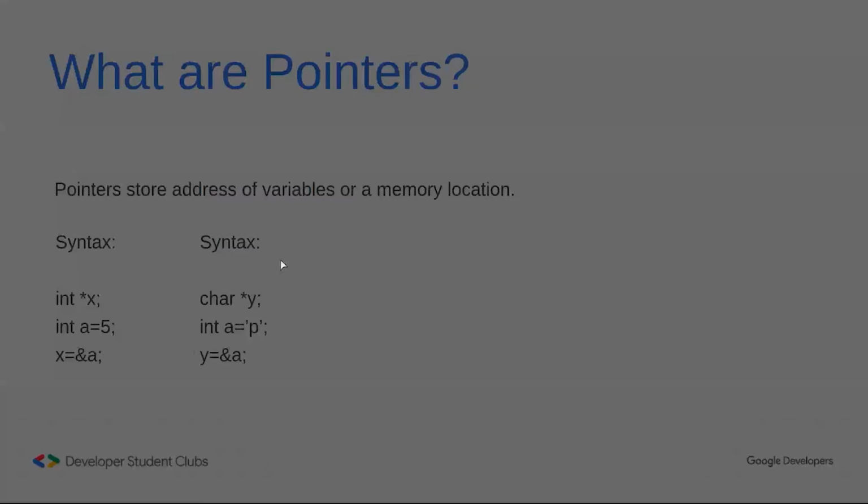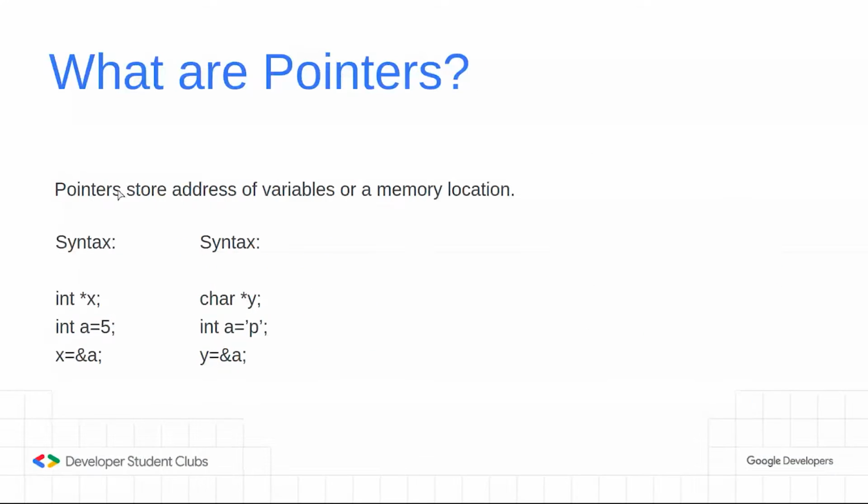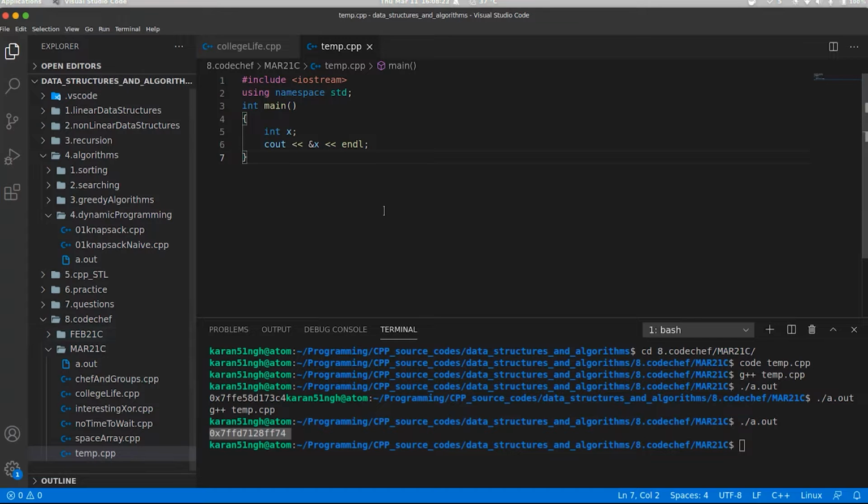I hope this is clear, what the ampersand operator is and how it works. It basically returns the address of the variable, and now we'll look into what pointers are. As I told you, pointers are variables that store the memory location of different variables. Let me explain what I mean by this exactly.